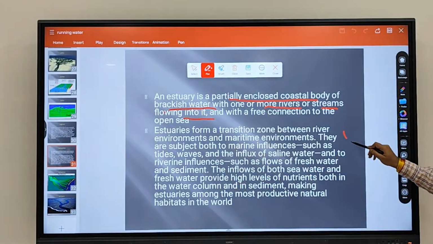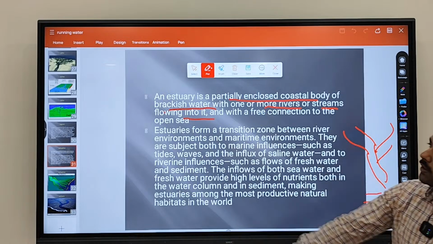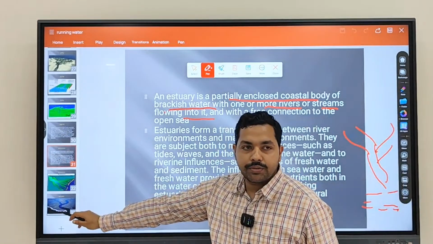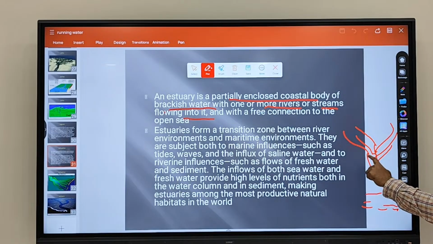So just now, if you remember the figure we discussed, one stream is coming like this, another stream is coming like this, and joining the oceans. This is the figure we discussed with regard to estuaries. Then the estuary region is coming and joining the oceans. So it is a partially enclosed body of water.